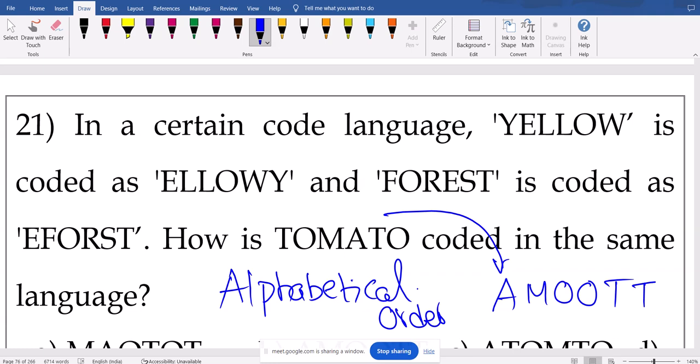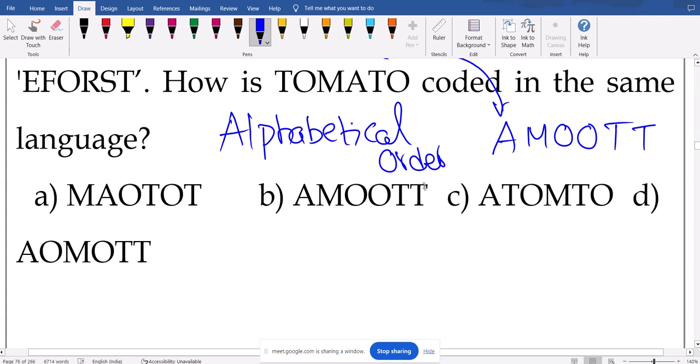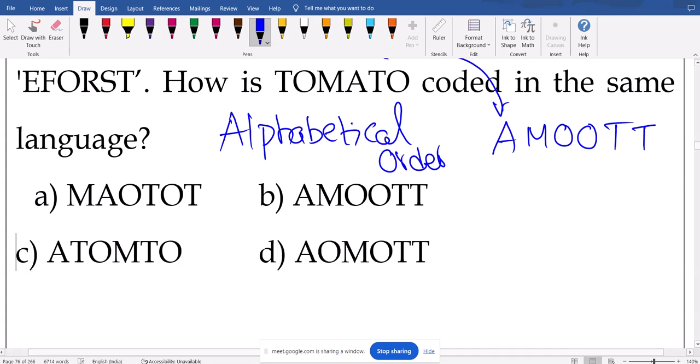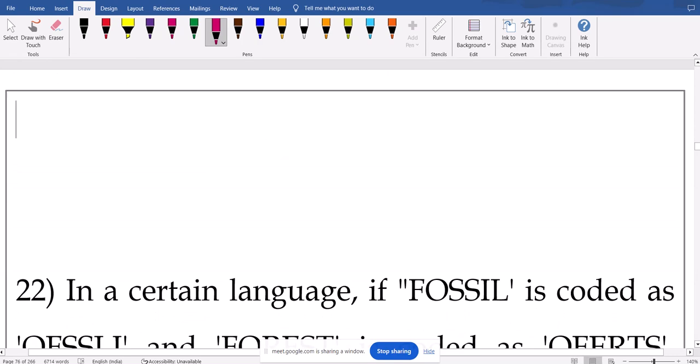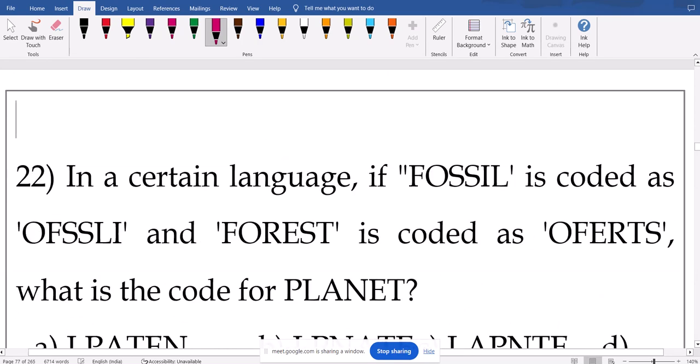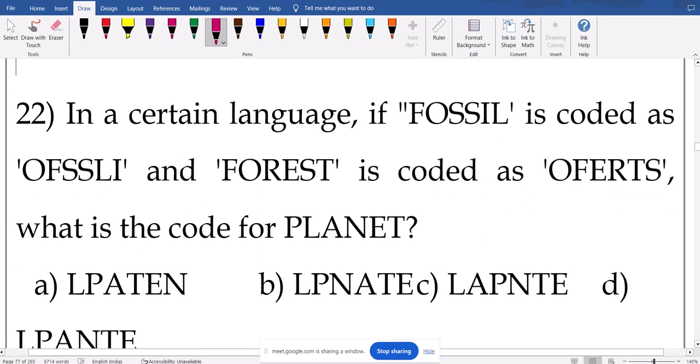What logic they apply, let it be. In option C, if that is in alphabetical order, that will be the answer. What logic they apply, no problem. We need the option with alphabetical order. So that's available in option B here. So what about this question? It's not alphabetical order. What is that?